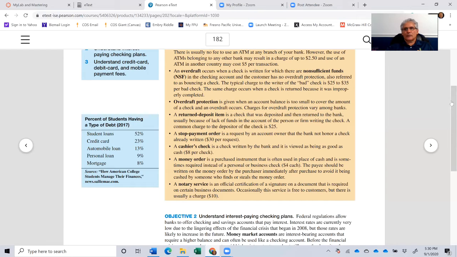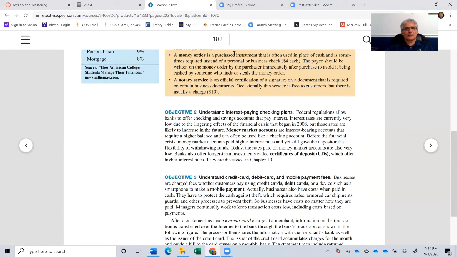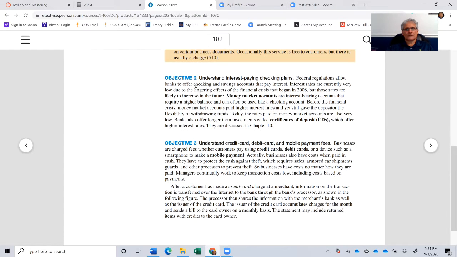And then finally, a notary service is an official certification of a signature on a document that is required on certain business documents. Occasionally, the service is for free to customers, but there is usually a charge of $10 per signature, maybe.